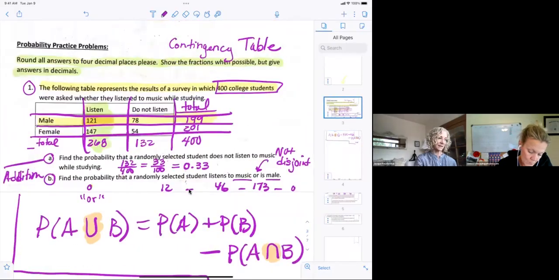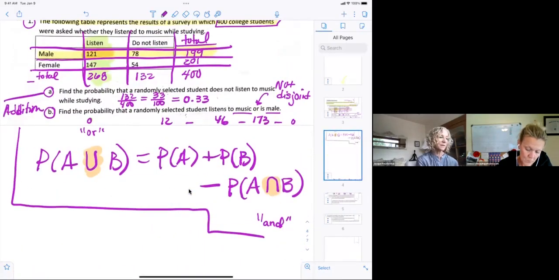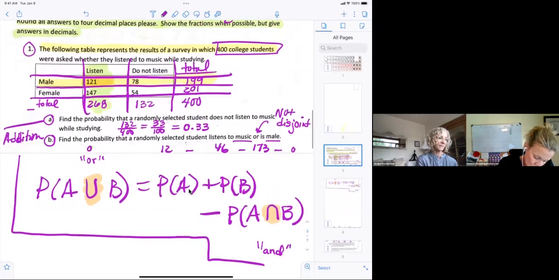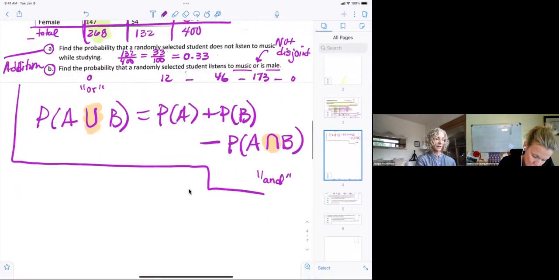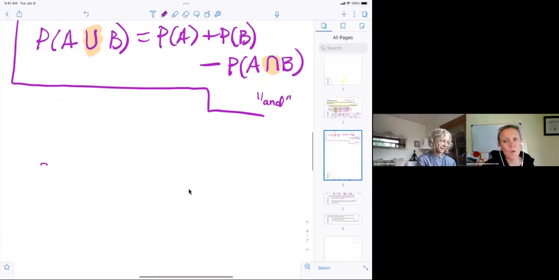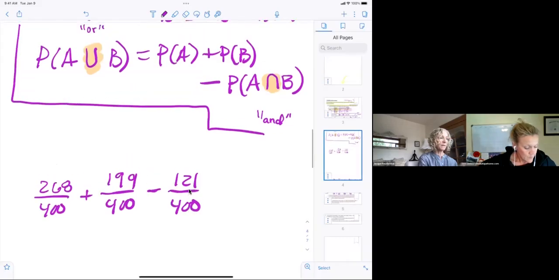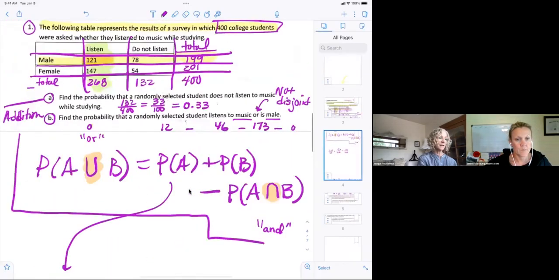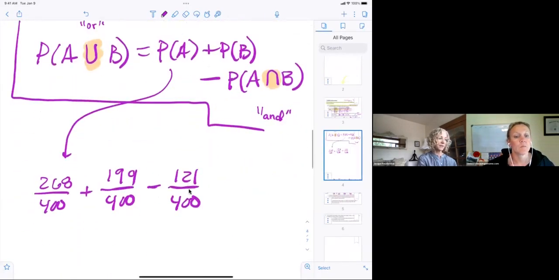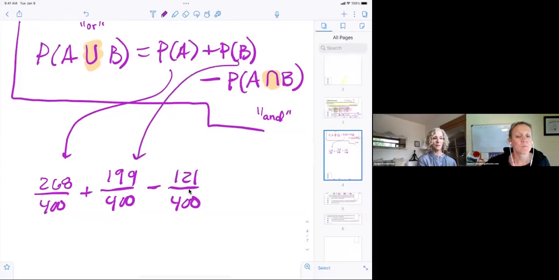As we look at, I just erased all that. As we looked at the work we had just done, and I'll have to rewrite it because it got erased from my page, we had 268 divided by 400 plus 199 divided by 400 minus the overlap. So the probability of the student listening to music, and then the probability of the student being male, and then you have to subtract off where they intersect, where they overlapped.